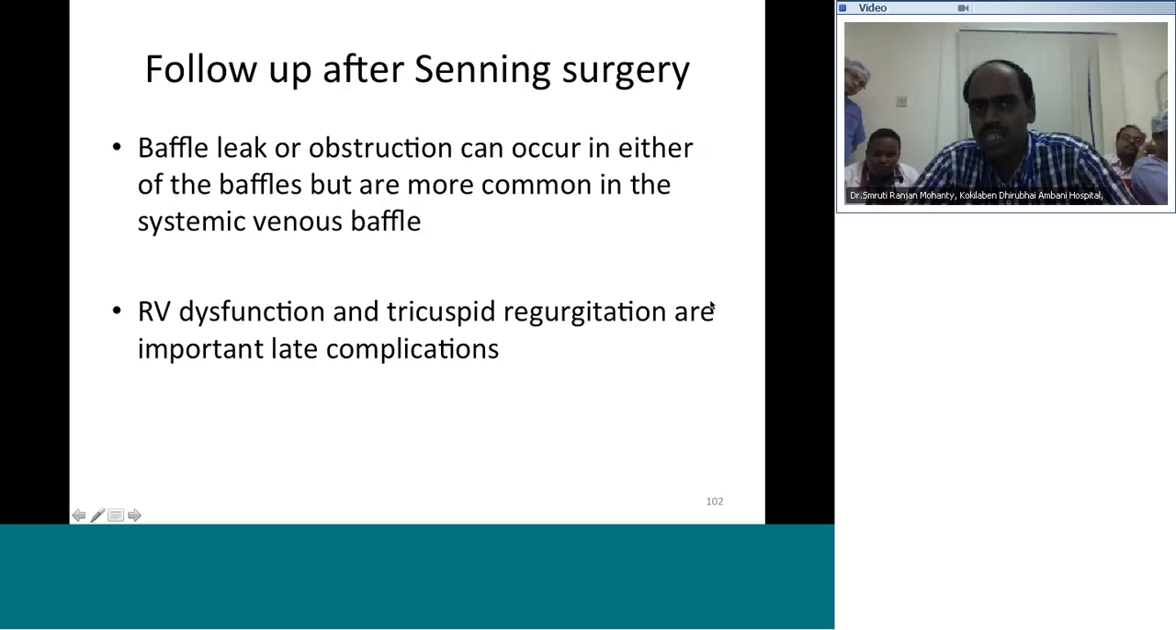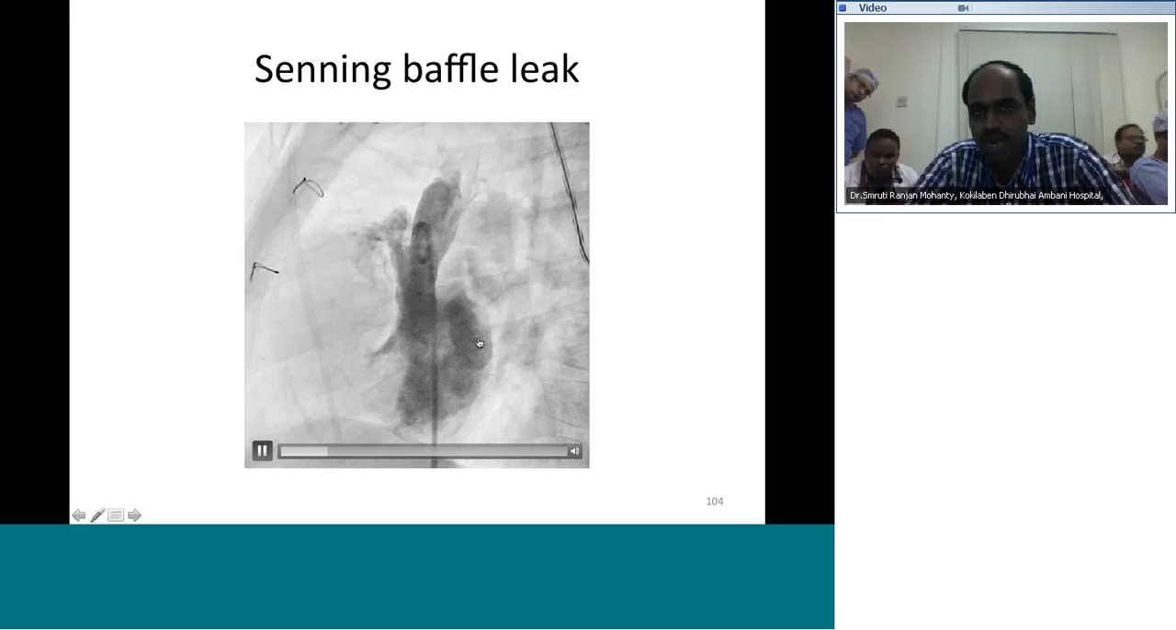Follow-up after Senning surgery, you can have either a baffle leak or baffle obstruction. RV dysfunction and tricuspid regurgitation may happen. These are late complications. How do you recognize baffle leaks and baffle obstructions? This is an example of a baffle leak.